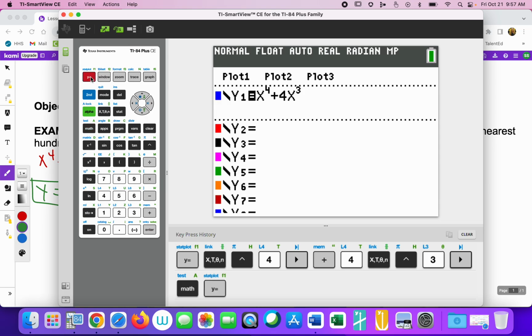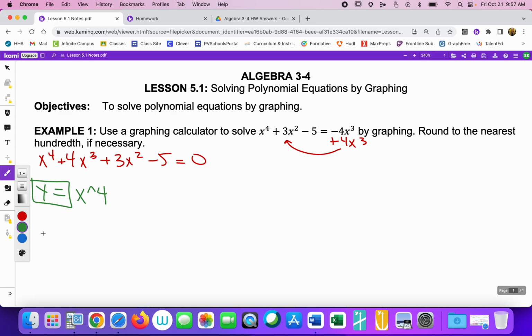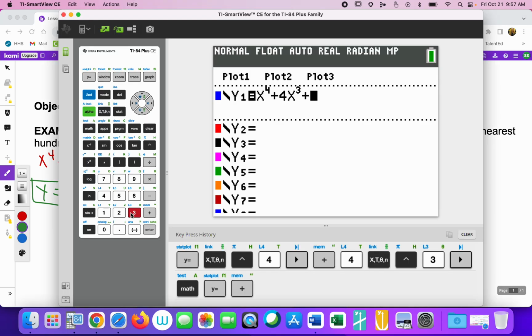All right. Then we had plus 3x squared minus 5. Make sure you use the minus, not the negative sign. Any questions before we deal with the graph? So everyone knows how to do an exponent larger than 2 now?